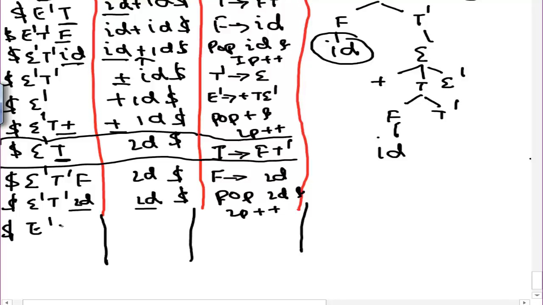So I matched the ID, next ID, I matched the ID, I matched the plus, and now I matched the ID. So what you do here, you pop the ID, and IP plus plus, input pointer plus plus, right? Now the diagram is growing. That means you used F goes to ID, and then that's matched, so you pop it. So you have the dollar sign, E prime, T prime on the stack, and here you have only the dollar left.